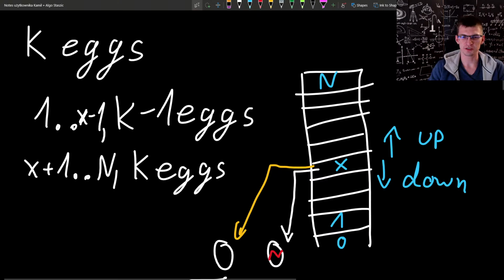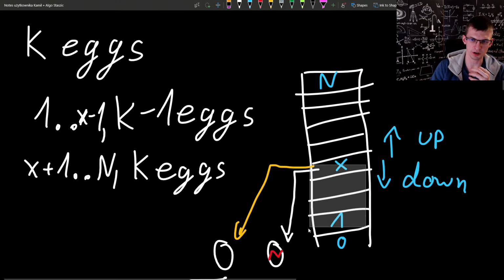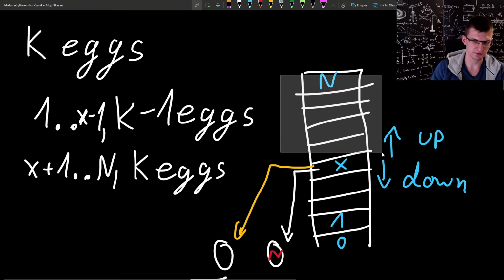Well, because cracking an egg is worse for us, we will go down. I'm not saying that it's better to move this down, but if the egg cracks, then we will be left with this interval. If the egg doesn't crack, then we will be left with this interval.